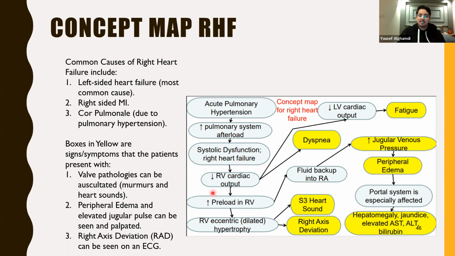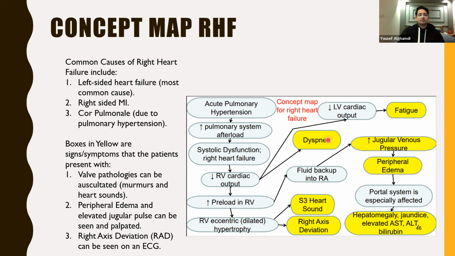You will have a decrease in right ventricular cardiac output, an increase in preload in the right ventricle. You will have right ventricular eccentric or dilated hypertrophy, so increase in preload, then eccentric or dilated hypertrophy. Okay, now let's go one by one. A decrease in right ventricular cardiac output can cause dyspnea, right? Because not enough blood is going to your lungs, right? So you will have shortness of breath. Can also cause a decrease in left ventricular cardiac output.